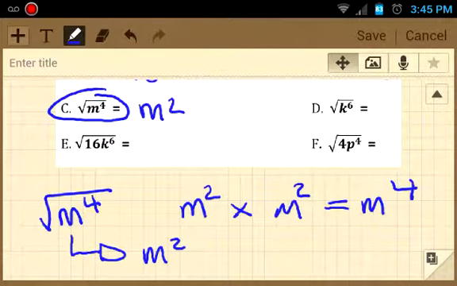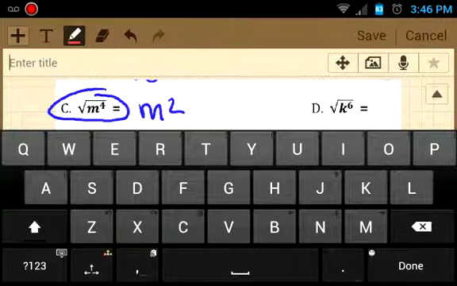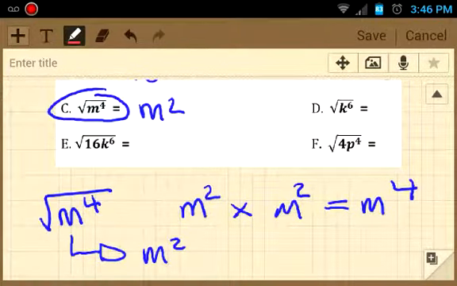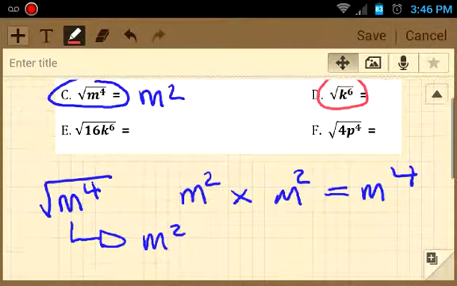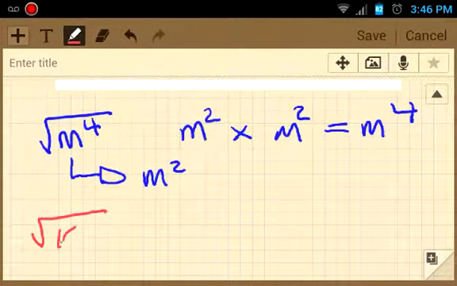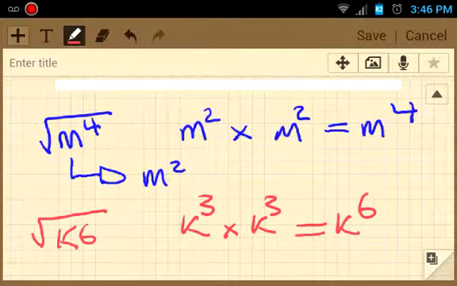Let's try the second one here, and let's change colors and try pink. Okay, sorry about that. We'll look at K6. So let's find the square root of K6. Let's write this out. Something times itself has to equal K6. The only thing that would work here would be K3 and K3. So that means the square root of K6 is just K3.